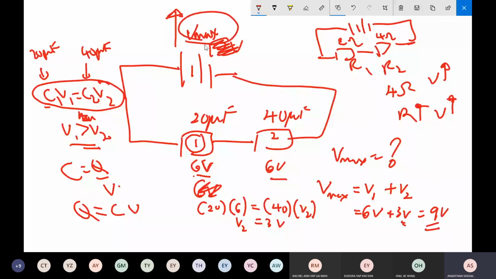The V max required to prevent both of them from blowing, so they work properly, is 9 volt. How do you get it? First, you must identify which will achieve the peak first, and write that one as 6 volt, because the voltage rating is given to you. If this achieves 6 volt, find what the other achieves. Because the charge is the same, C1 V1 equals C2 V2, you can find V2, then you can find the V max. This is a famous capacitor question: what is the V max to be used, and which is going to blow first? Any part you don't understand here?